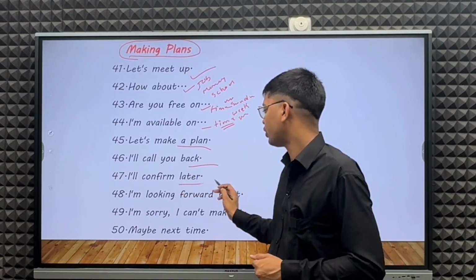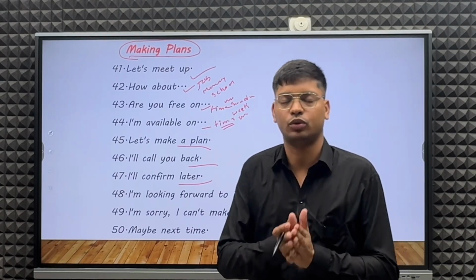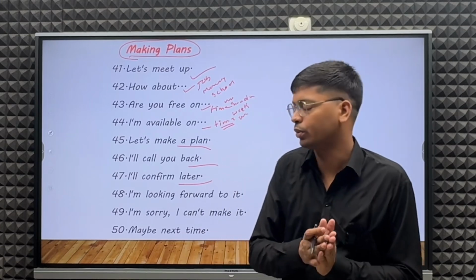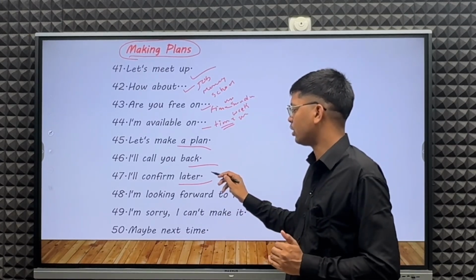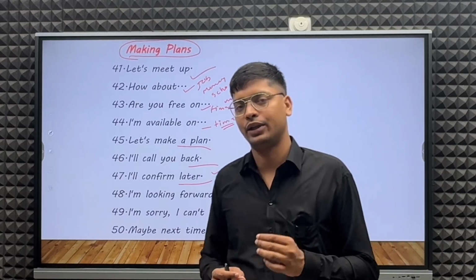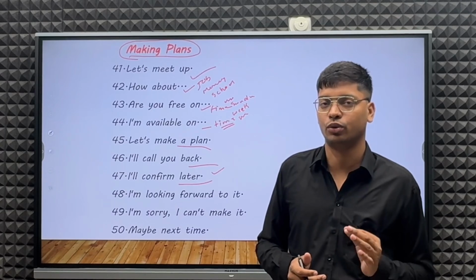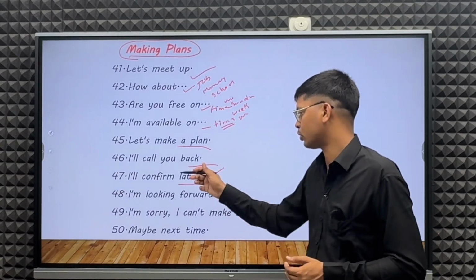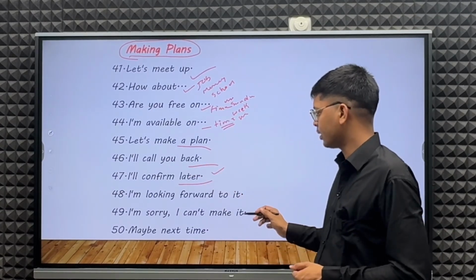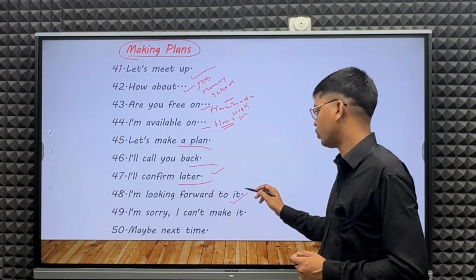I will confirm later. Like if you want to go shopping, then go shopping. So you can use I will confirm later. And if you do any order on Amazon, you can use it, and you also confirm that order. So I will confirm later. Okay. I am looking forward to it.